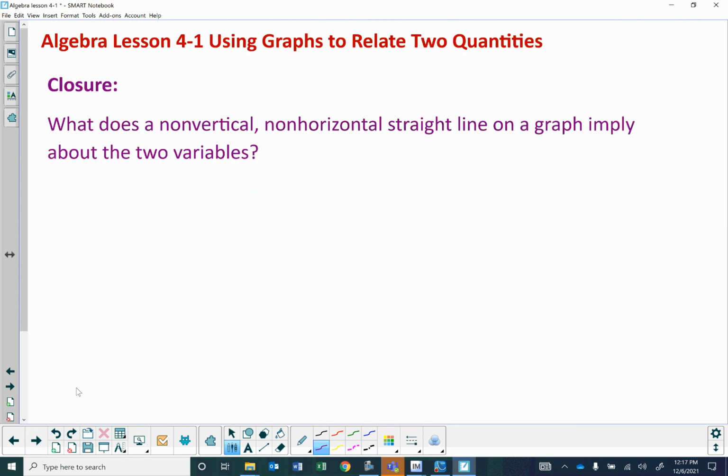All right, your closure question for today. What does a non-vertical, non-horizontal straight line on a graph imply about the two variables? A non-vertical, non-horizontal straight line. That means a line that looks like this or a line that looks like that. What does that imply? Make sure you write that into your notes, and that is the end of this particular video.